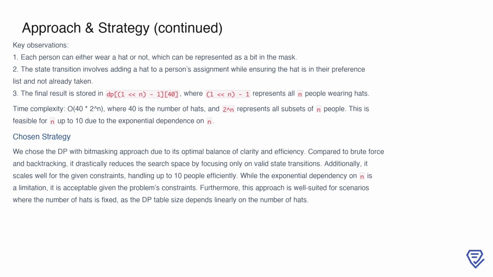The final result is stored in DP[(1<<n)-1][40], where (1<<n)-1 is the bit mask representing all n people being assigned hats. The time complexity of this approach is 40 * 2^n, where 40 accounts for the total number of hats and 2^n covers all possible subsets of n people. This is efficient for up to 10 people, which aligns with the problem's constraints. The dynamic programming strategy is chosen because, compared to brute force and backtracking, it significantly narrows the search space while maintaining clarity and scalability. The linear dependency on the number of hats ensures it remains practical for the fixed set of 40 hats in this problem.